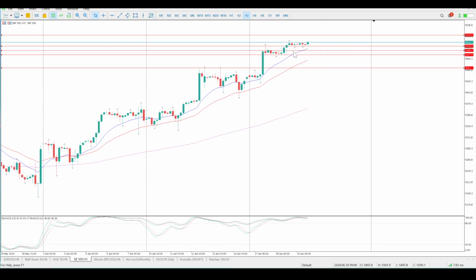But I think for me, a pullback into the range before the public holiday, or even a wider range, and then a break would be something I'd be paying attention to. Anyway, that's my view for today. Long it is, just looking for a retest of structure before we get in on the action.